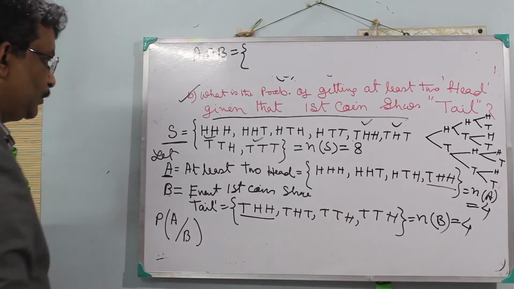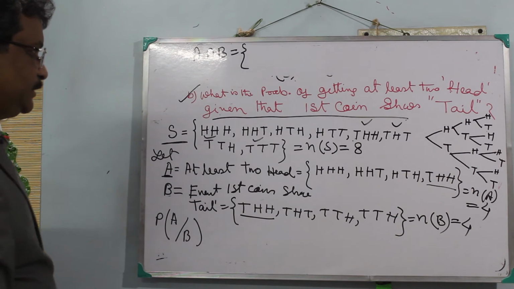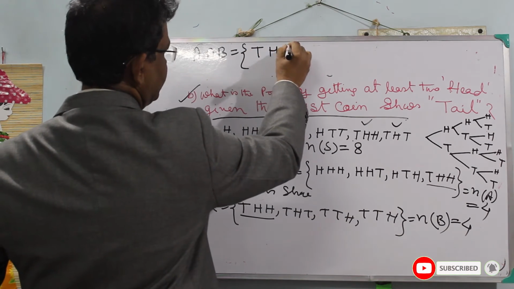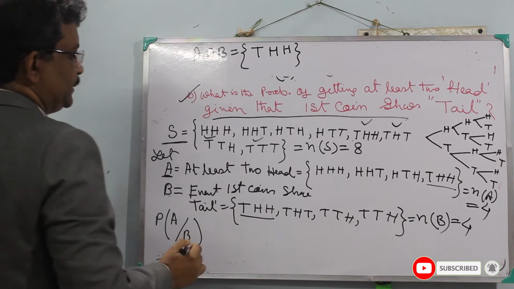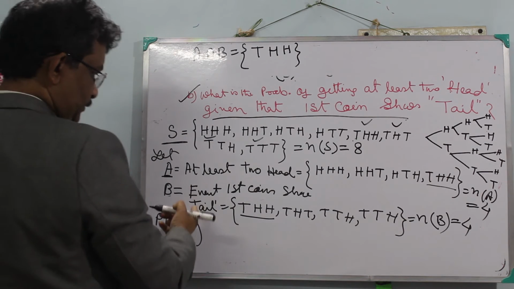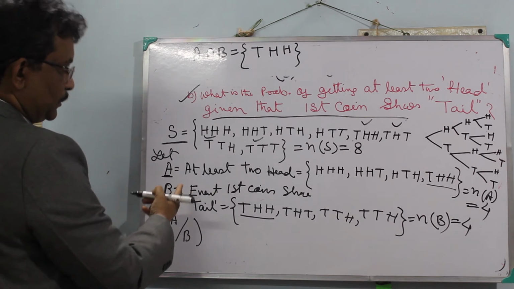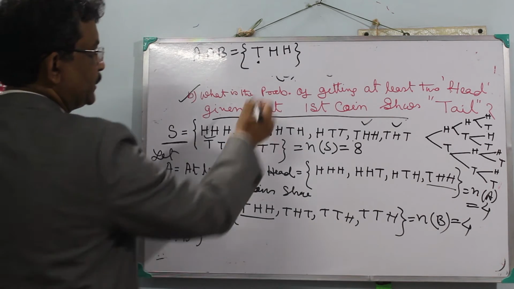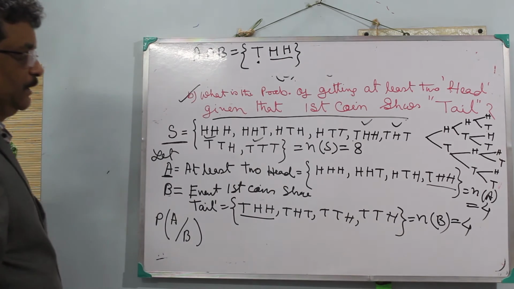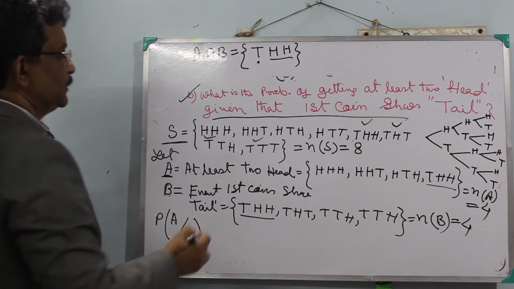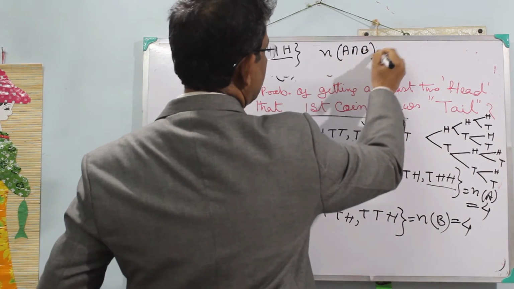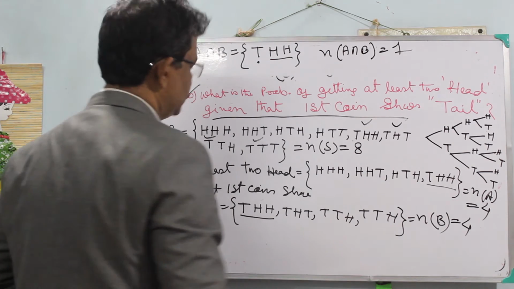So the only common element is THH. You see, it satisfies both: the first coin shows tail, and there are at least 2 heads. So the number of elements of A intersection B is equal to 1.